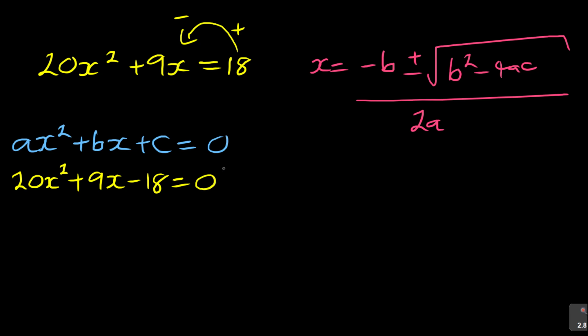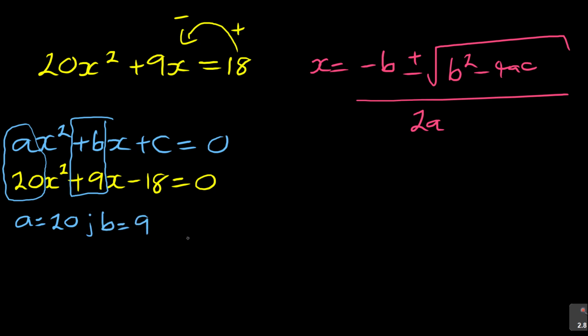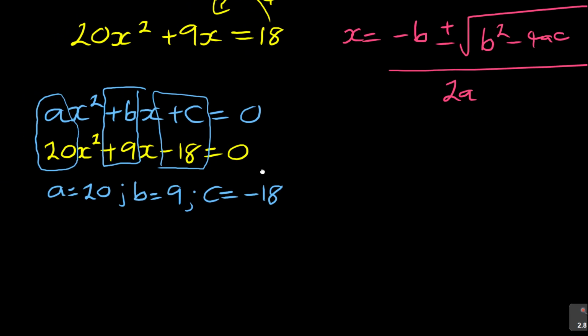That's very important. That's why at that stage, you can see my a. So my a is equal to 20. And you can see x, and you can see my b with the sign. My b is equal to 9. And then your c is the one remaining. Your c is equal to negative 18. It's a very good technique that you need to get used to.